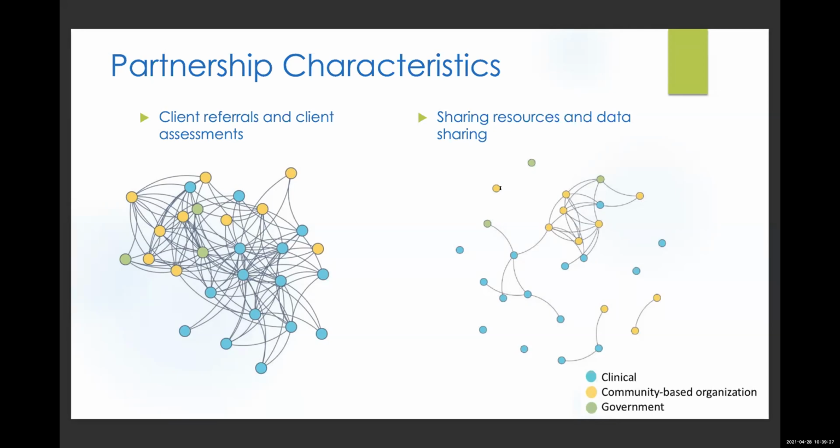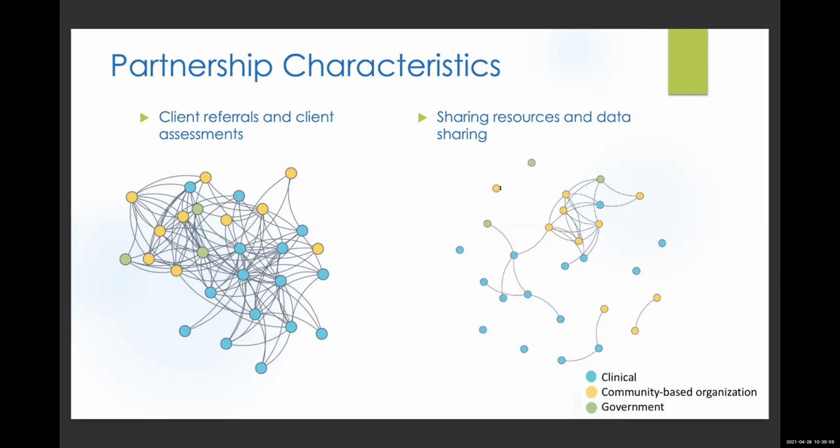However, when we asked if there was any resource or data sharing across sectors, on the left, you will see how the blue nodes, or the clinical organizations, are more clustered together, meaning that they work with each other more than with the community-based organizations or the government-based organizations. And you will again see how the community-based organizations are more clustered there at the top left in the network map shown on the right.